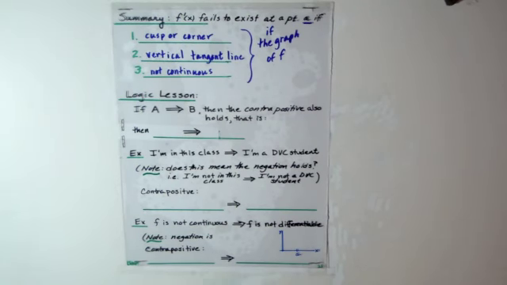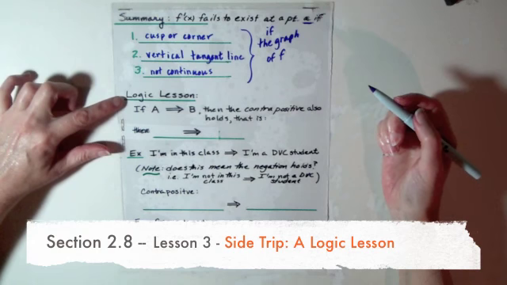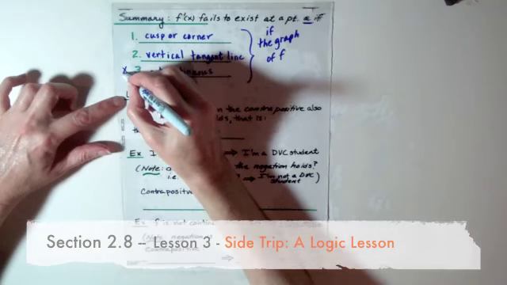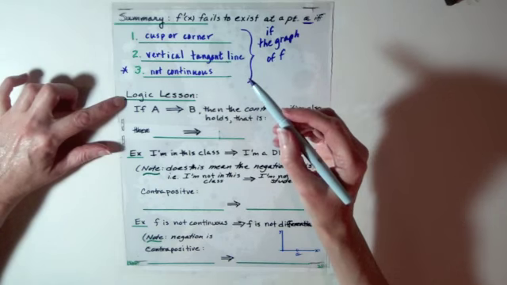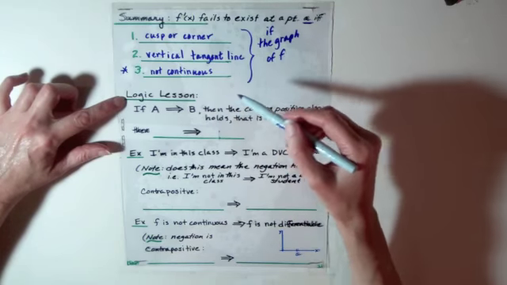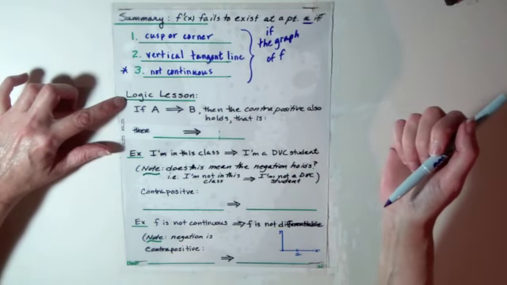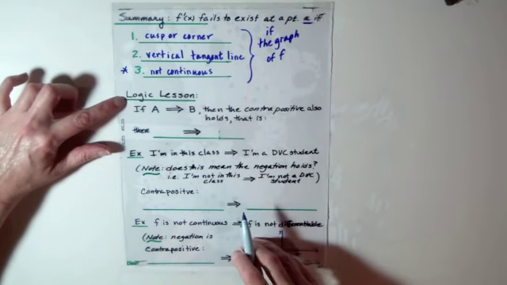Okay, so next we're going to take a side excursion into logic, and we're going to learn a little logic lesson, and it will help us to state a theorem that has to do with this statement number 3 down here, where if the function has a point where it's not continuous, it turns out that the function is also not differentiable there. But to understand that, we have to understand a little bit about logic.